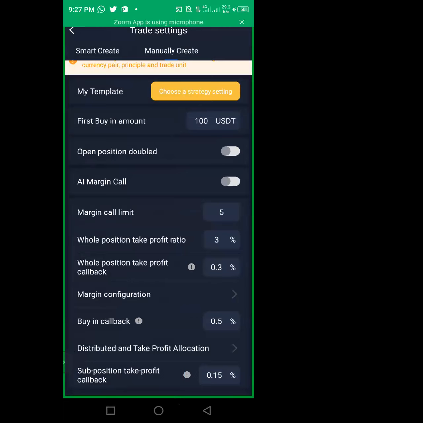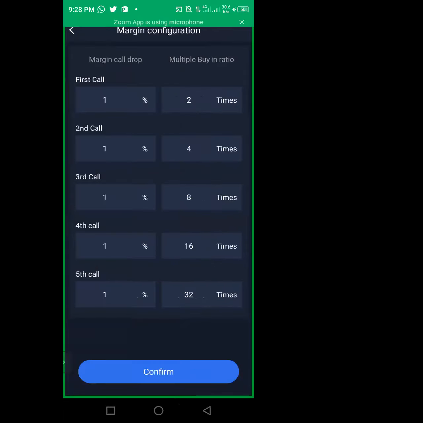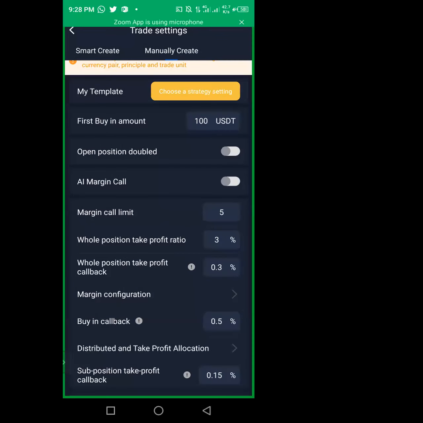Their first buy is 100, but they forgot to set their margin call times. They left it like this: 2, 4, 8, 16, 32. When the coin drops by 1%, this first margin call now triggers. The robot will use 2 times their first buy amount, which is 200, from their Binance spend money and buy that coin again.